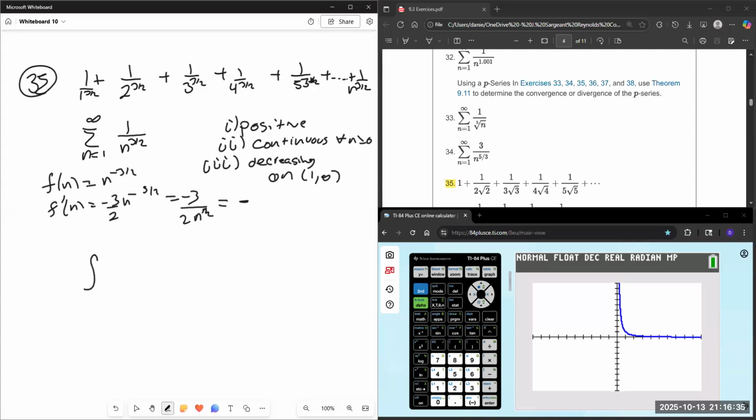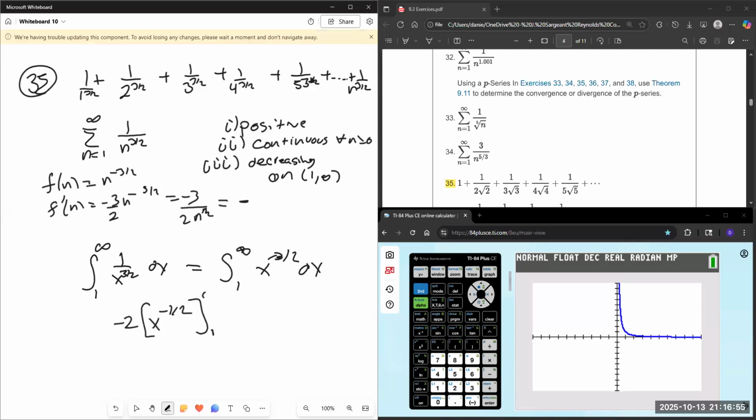Set up my integral test. The integral from 1 to infinity of 1 over x to the 3 halves dx is equal to the integral from 1 to infinity of x to the negative 3 halves dx, which is x to the negative 1 half times negative 2. Limits of integration will be 1 to infinity. It's negative 2 times 0 plus 2 times 1, which is going to be 2.